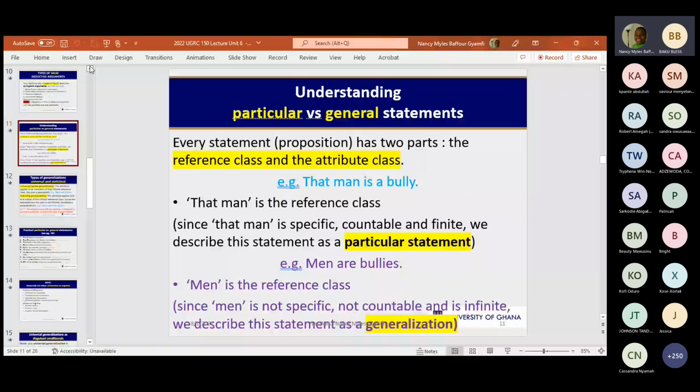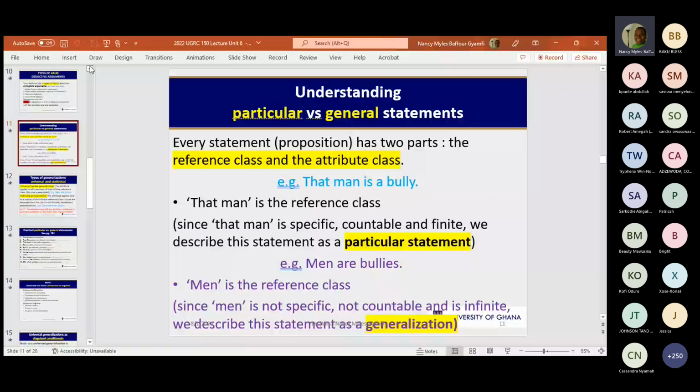That's why we call that kind of statement, what? A generalization. The reference class is described as infinite, which makes the statement what? A generalization. You are generalizing. It will never finish. So, when we go to unit 7, it will be more useful. Unit 6 only introduces that to show you the general statement, or if you like, universal statement, to help you open it out to see antecedent and consequent, which we did last week.